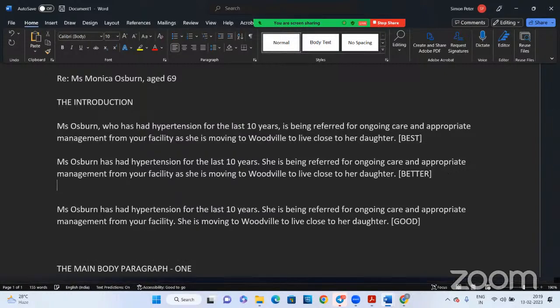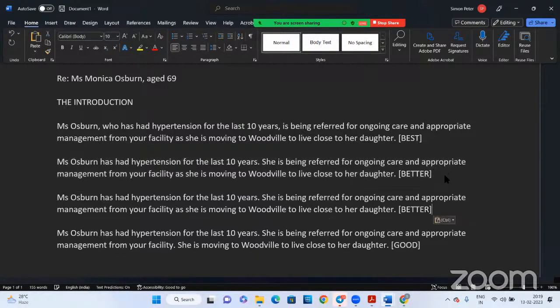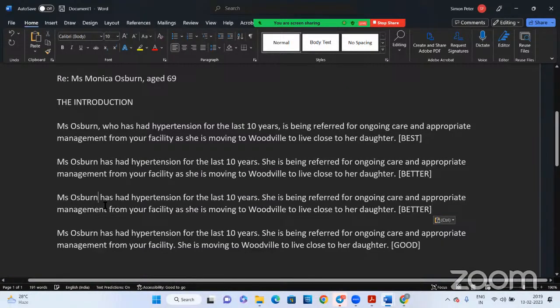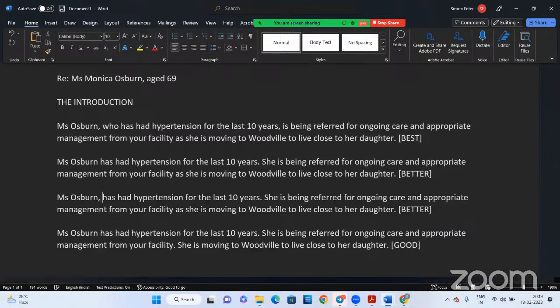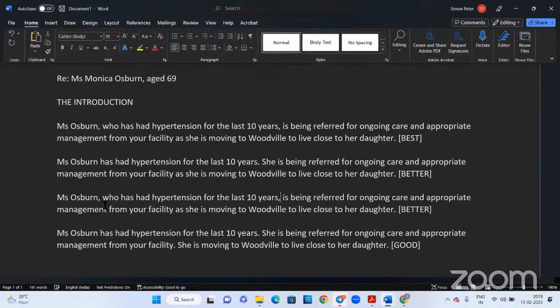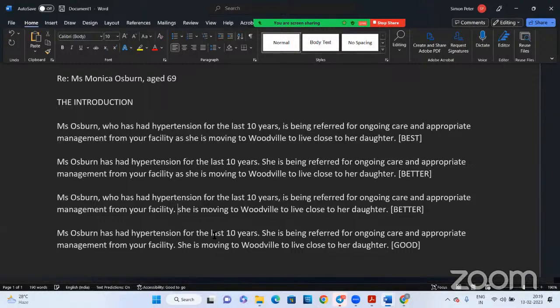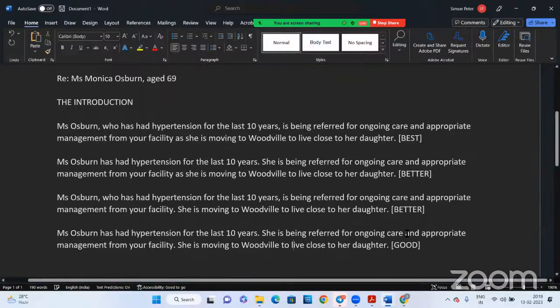You can also write like this. This is also better. Miss Osburn, who has had hypertension for the last 10 years, is being referred for ongoing care and appropriate management from your facility. Full stop. She is moving to Woodville to live close to her daughter. So this is the best. These two are the better. You are joining any 2 sentences into one and the other one separate.